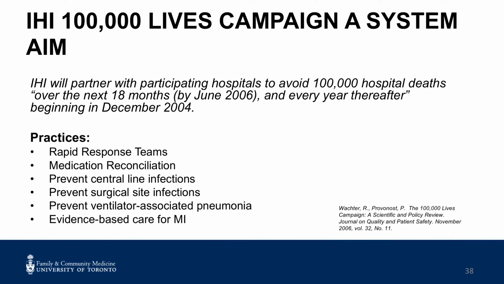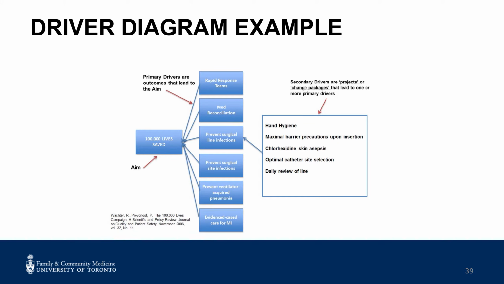To illustrate the relationship of these practices to the overall aim of reducing lives lost, development of a driver diagram describes the relationship between these practices and the specific change packages or bundles that respective teams focused on. In this driver diagram example, the practices that are listed on the bottom of the previous slide are included as primary drivers. Achieving improvement in one or more of these drivers positively influences the goal of 100,000 lives saved.